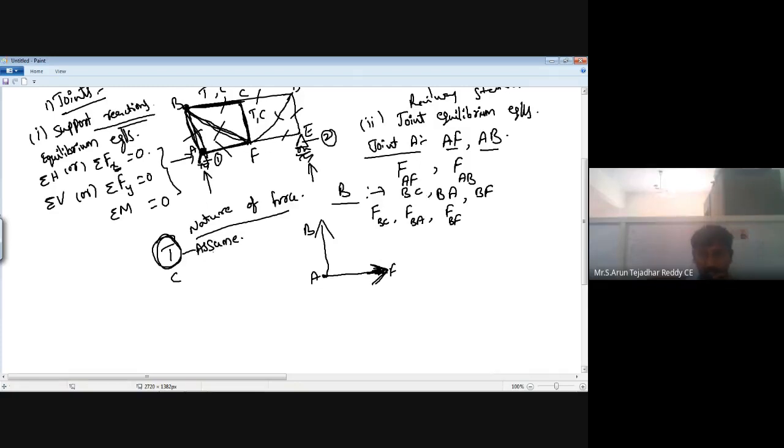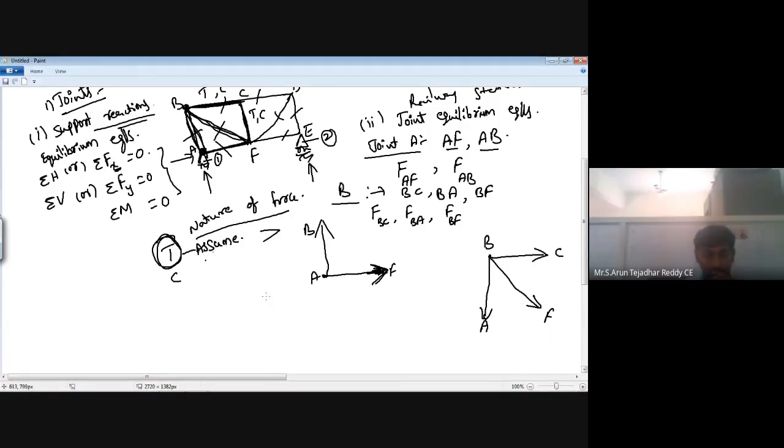Suppose I take joint B. From B to C, one member is acting. B to A, one more member is acting. B to F, one more member is acting. Here we don't know the nature of force. So what is our assumption? All members are in tensile nature. The tensile nature symbol is like that. So from B to C, next from B to F symbol. Like that we have to assume the nature of force. After completion of the nature of force, next go to the steps.